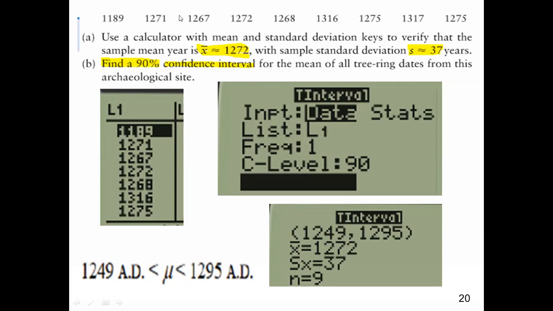All right, I just added 9 numbers. I think on the test, I know you have one like this, maybe 8 numbers. No big deal. Put them into the list. If you're not using list 1, please remember where you put them. I think list 1 would be the place to put it. This is data. You're not using stats, you're using data.